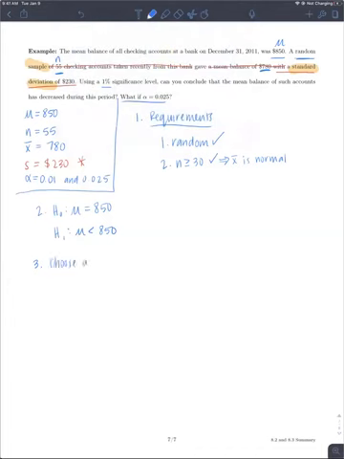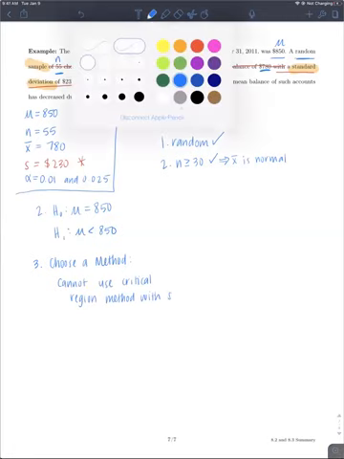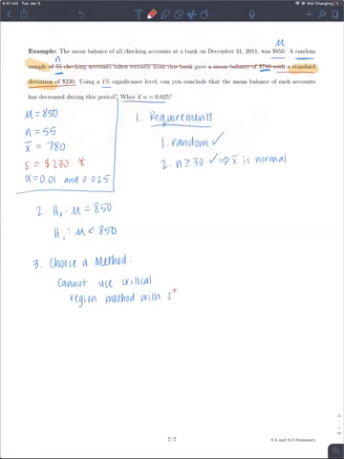Let me write down what I just said. Cannot use critical region method with S, and I'll put a little star. And so here, we're going to use the p-value method.